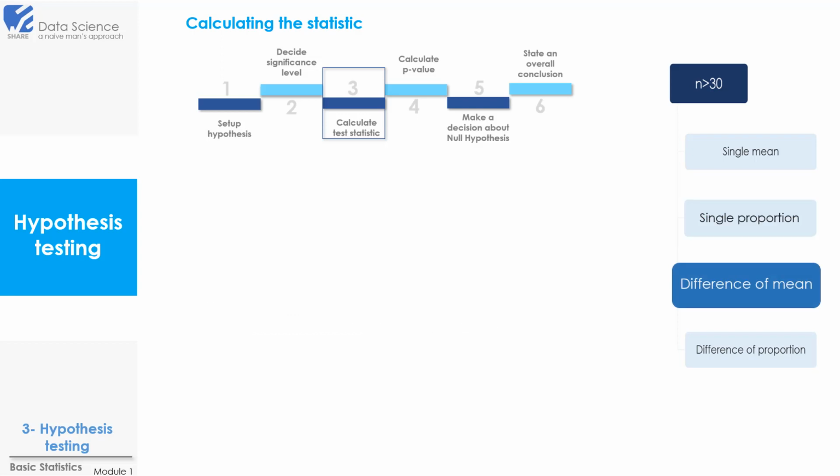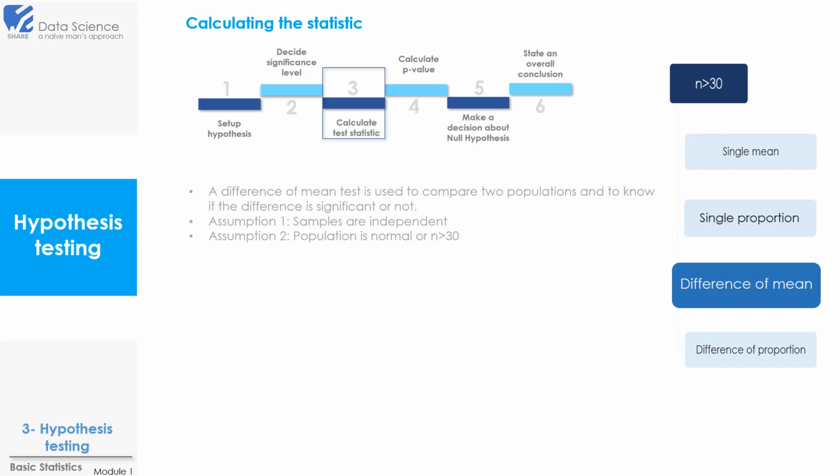Then our next test is to test the difference of mean. So a difference of mean test is used to compare two populations and to know if the difference is significant or not. Now there are two assumptions associated with it. Assumption number 1, samples are independent. And assumption number 2, the population is normal or n is greater than 30. If n is less than 30, then we follow a different procedure, which we will discuss when we discuss the second category of test. So for now, we are considering the second assumption that the population is either normal or n is greater than 30.